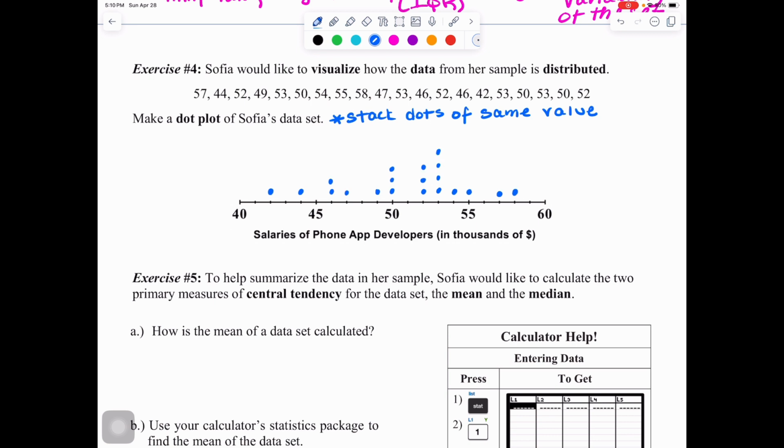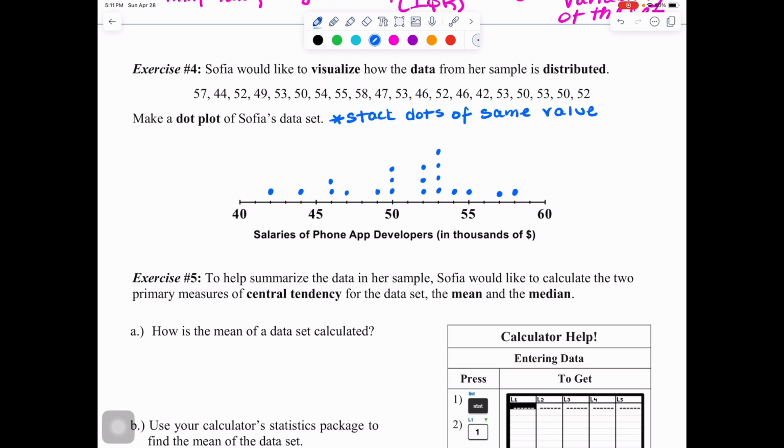Okay, so you've made the rest of the dot plot yourself. Remember, you should have stacked the dots of the same value. Here's what your dot plot should look like. Now, if you're worried about missing any points, I would suggest maybe once you make your dot plot, you go back through and check that you had everything. I also think it's a good idea to count the number of dots. You know you're supposed to have 20 people that you asked, 20 data points. So make sure you have 20 dots.